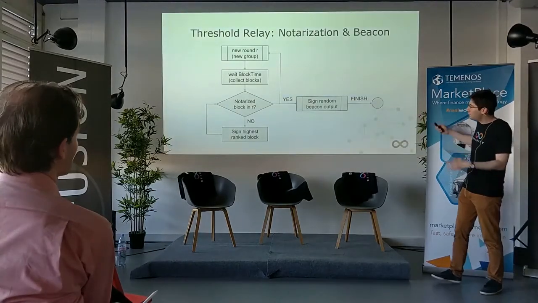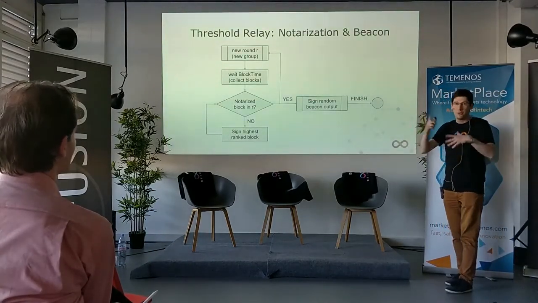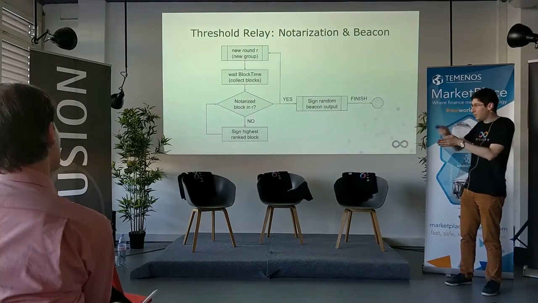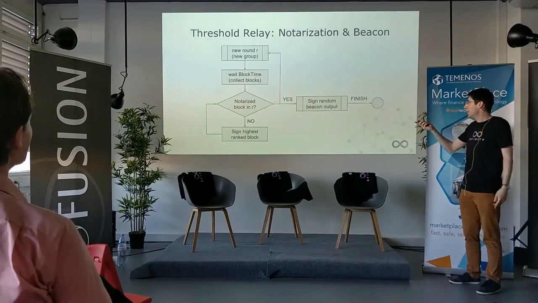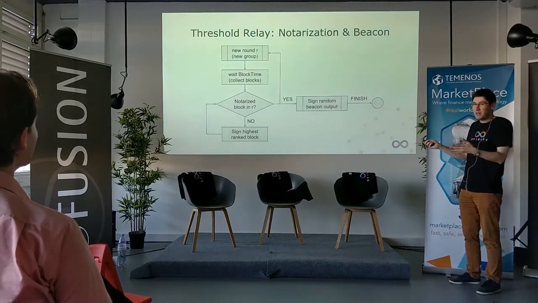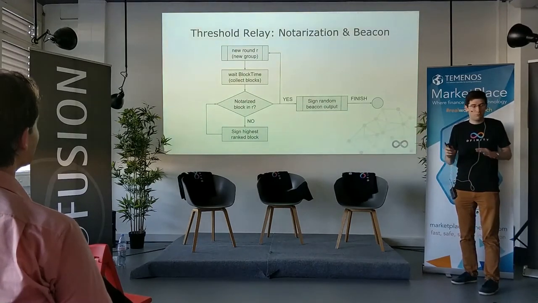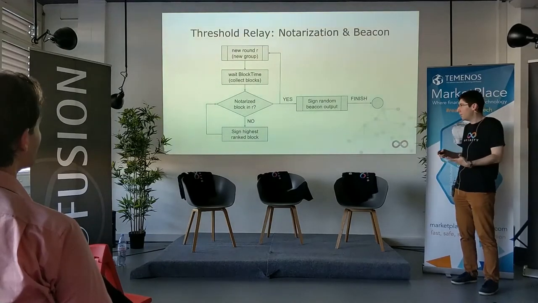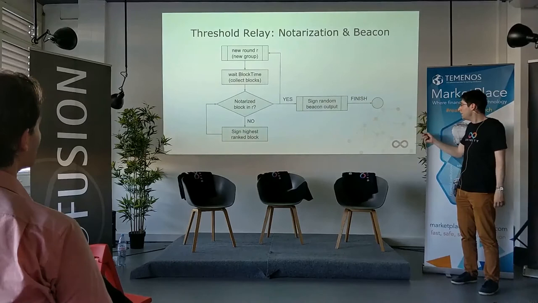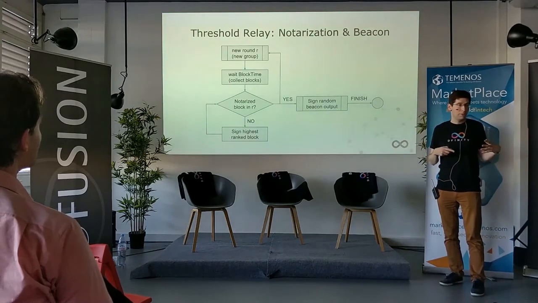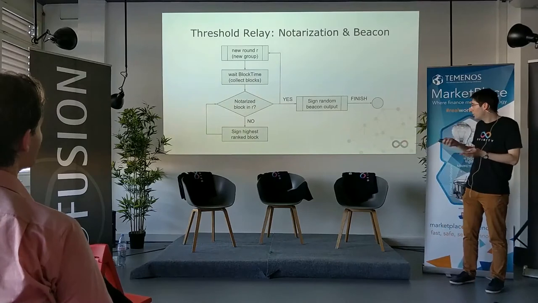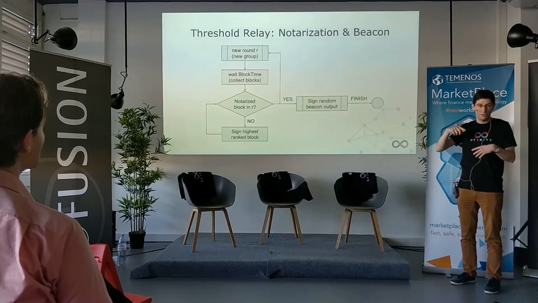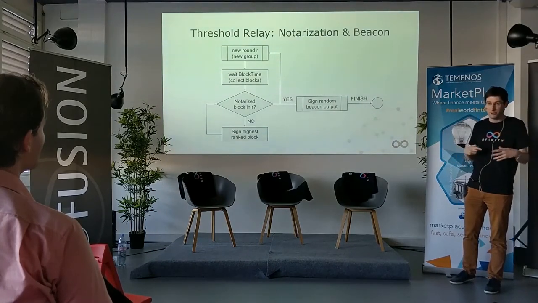That's just an overview of how this algorithm works. Whenever a new block should be built at a certain height, you will have a new group. This group will wait some time, we call it block time, probably 2 seconds, and collect block proposals from all the miners. Then it looks whether there is already a block that has been notarized. If there's no notarized block yet, it will notarize the highest ranked block from the collection of blocks.